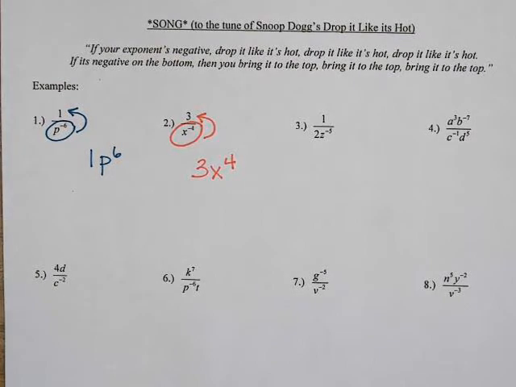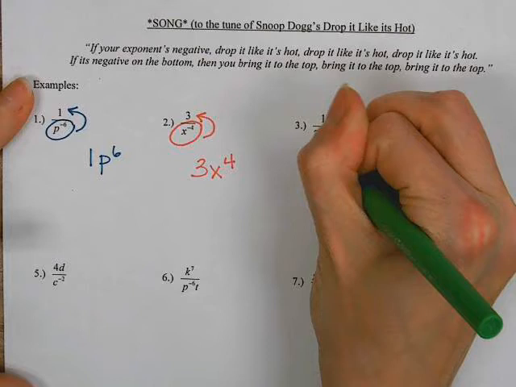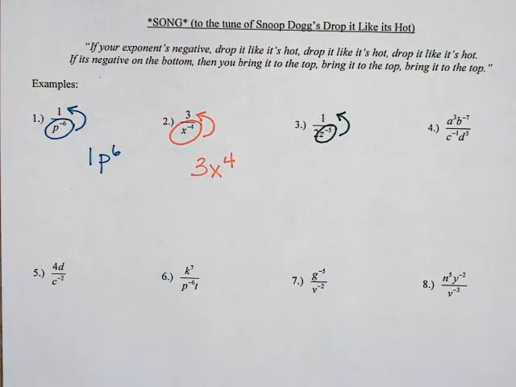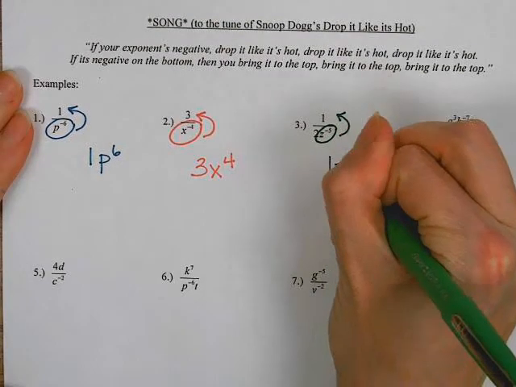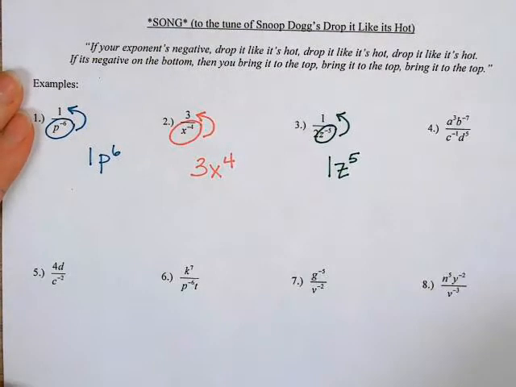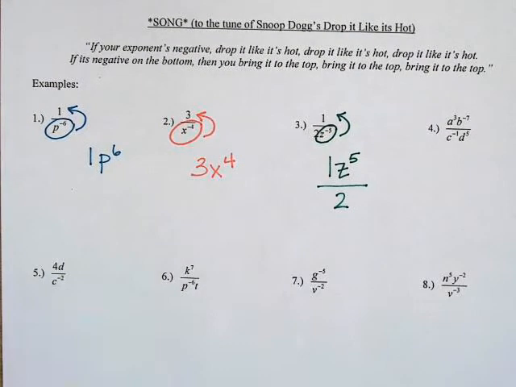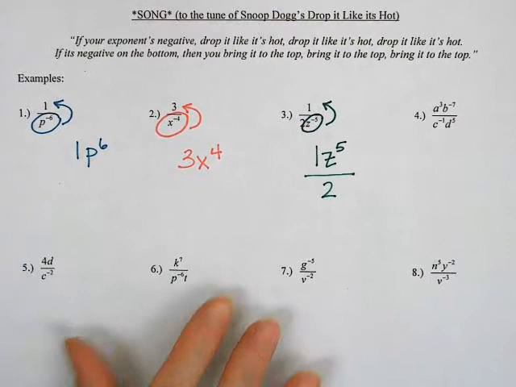Okay, number 3. If it's negative on the bottom, then you bring it to the top. Okay, so that guy's going to come up to the top. So on top we have now 1z to the positive 5, but don't forget the 2 gets to stay. We don't move the 2, they're separate.